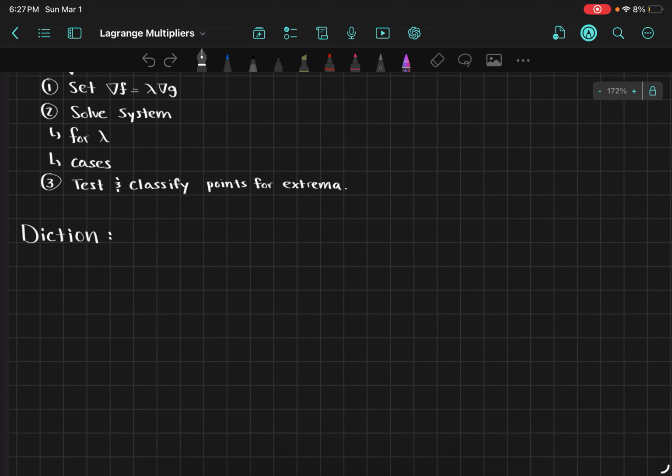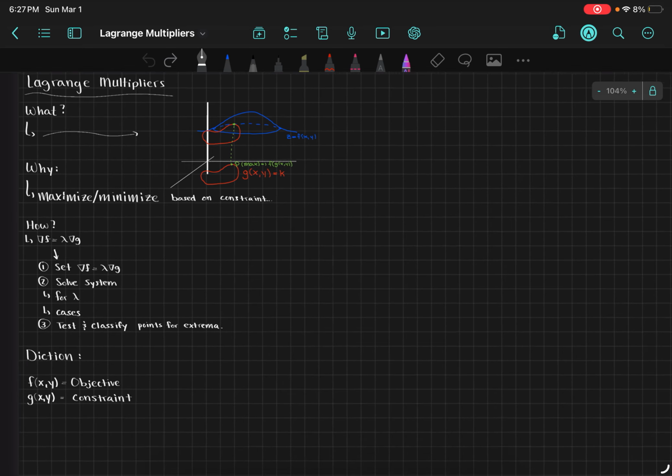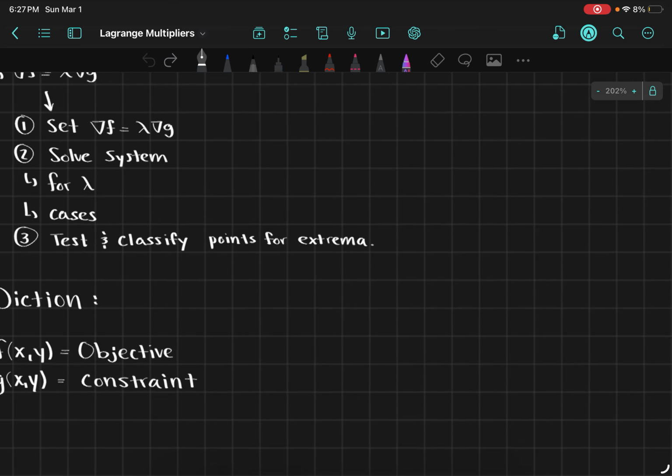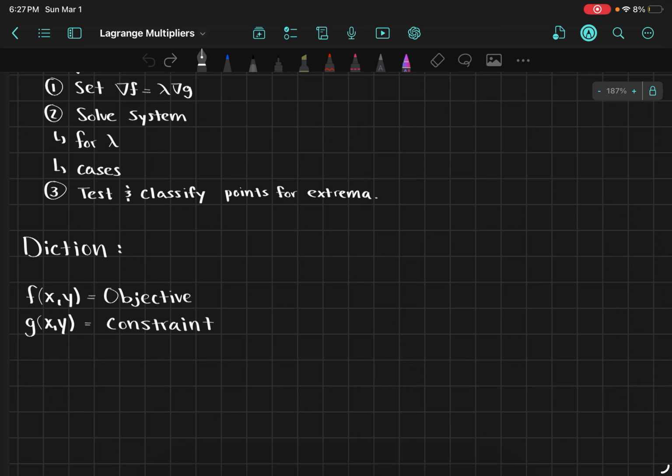I guess we need to understand some diction here, because we have two pieces within the Lagrange multiplier. We have our objective function and we have a constraint function. What is our constraint function? Our constraint function is that little red function right there. It's where we're trying to find the maximum of the objective function, in the blue, inside of the constraint function, is the best way I can explain it. That's the diction that you're going to hear for Lagrange multipliers: we have an objective function and we have a constraint function.